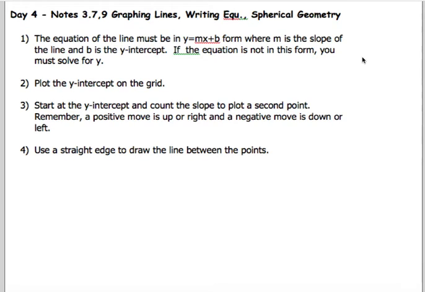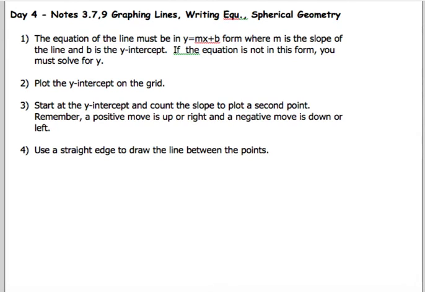But right here it says, number 1, the equation of the line must be in y equals mx plus b form, where m is the slope of the line and b is the y-intercept. If the equation is not in this form, you must solve for y. Plot the y-intercept on the grid. Start at the y-intercept and count the slope to plot a second point. Remember, a positive move is up or right, and a negative move is down or left. Use a straight edge to draw the line between the points.